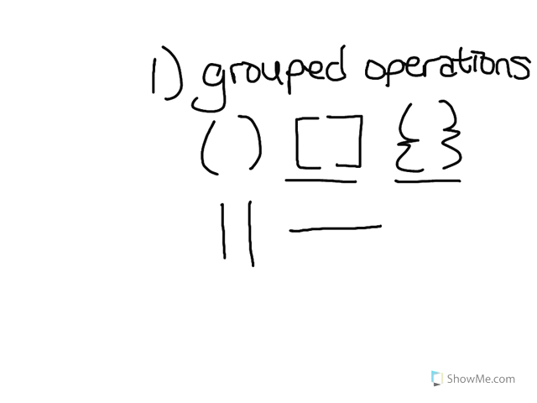One last example of grouped operations, radicals and exponents. If there are operations happening inside a radical sign, those have to be done before the radical can be performed. And if there are operations for whatever reason being done, say, in an exponent, those have to be done before the exponent can be done.